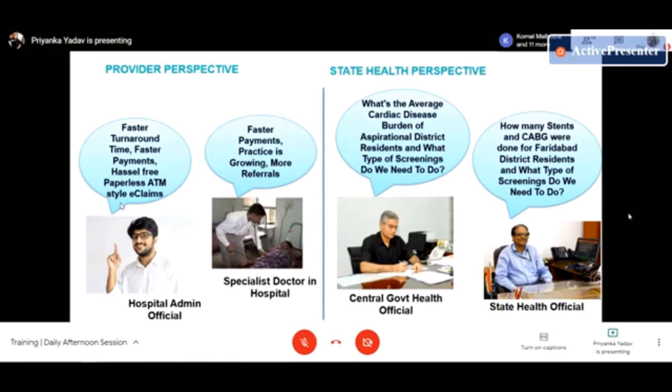From the state health perspective, we also have minimum clinical data being collected here. We also have expense data, because for a state health department or the center, funding these health insurance schemes is a cost. So they would want to see which package is consumed more and in which geographical area. You will also be able to see the disease burden of a particular geographical area depending upon the diagnosis and the type of claims coming from that area.